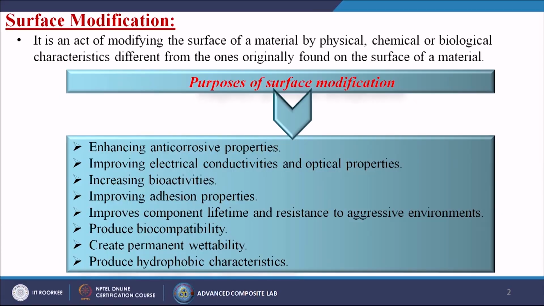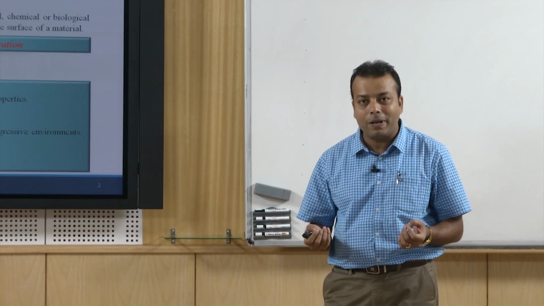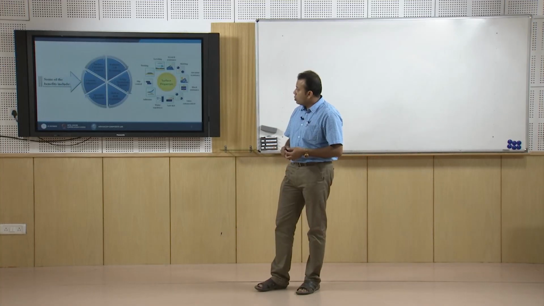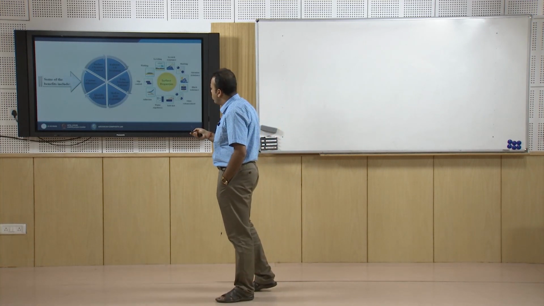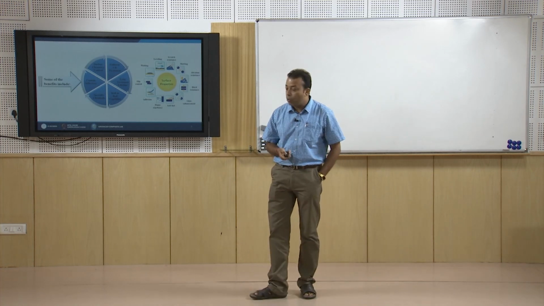So, these are also some of the applications or purposes which we can get from the surface modifications. From the left hand side figure you can understand there are some benefits which can be included for the surface modification process. What are those?